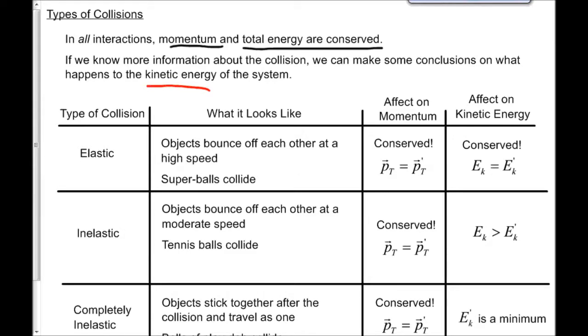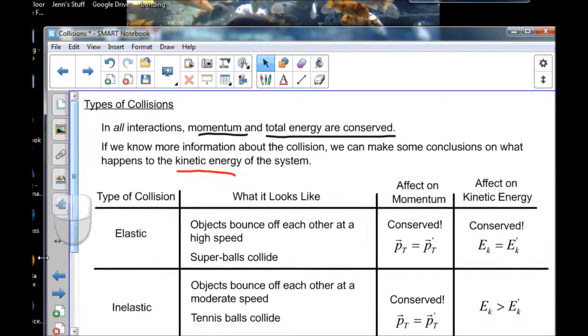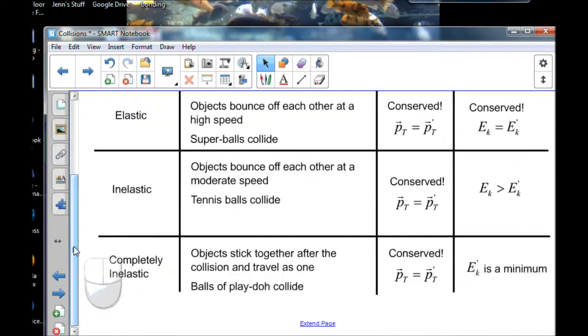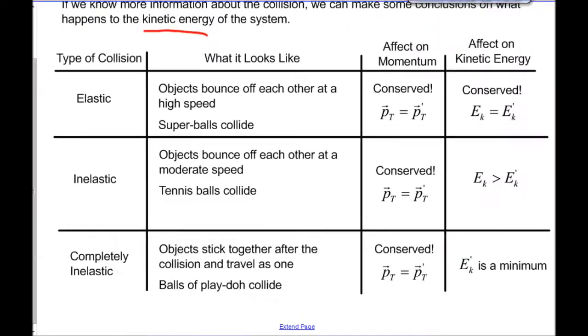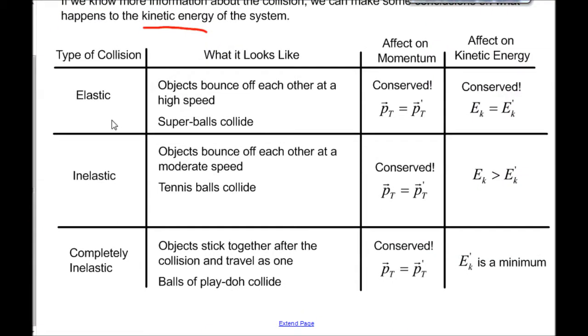The three kinds of collisions we want to talk about are elastic, inelastic, and completely inelastic. These are the three types or classes of collisions. We can look at what each collision looks like and what sort of information we have about it. So we'll start with elastic.